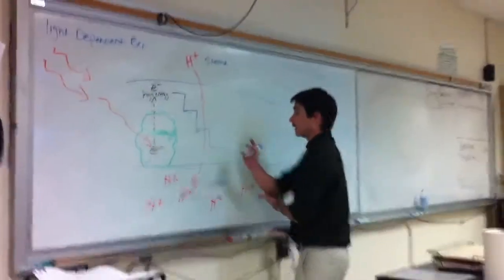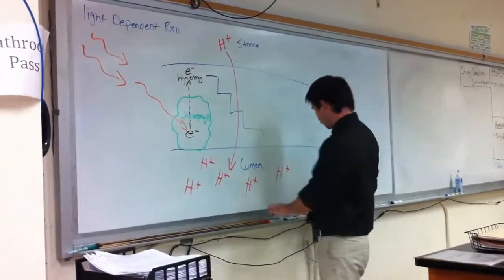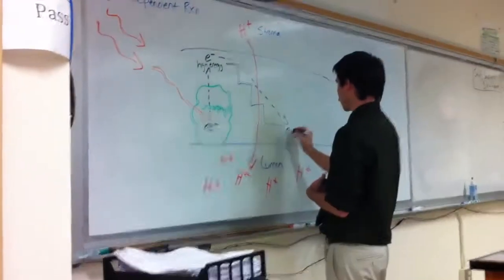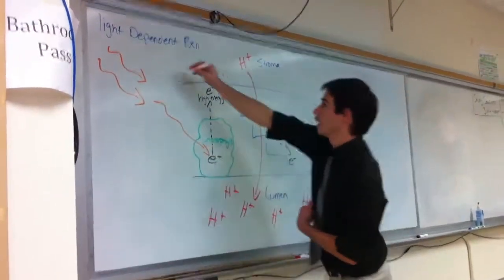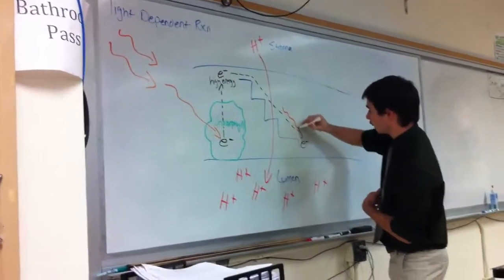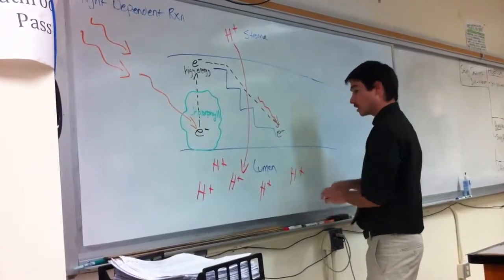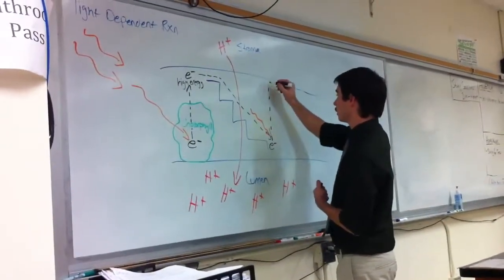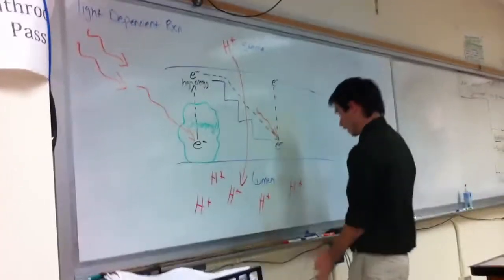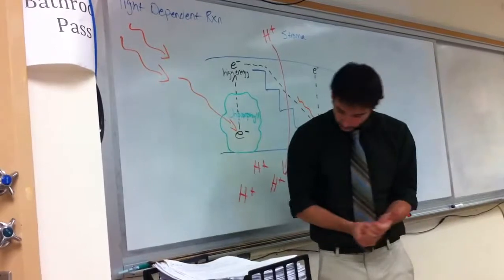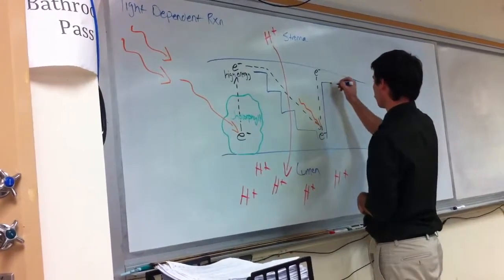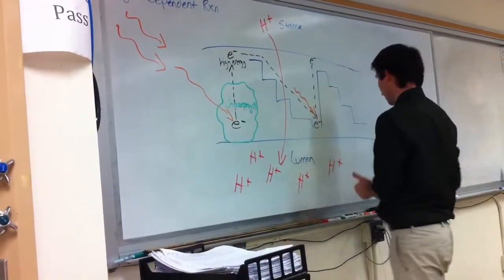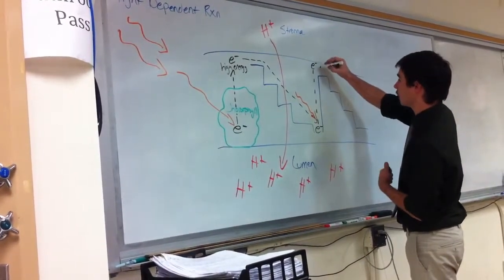Now, this electron has moved down. Another photon strikes it. You'll know the color coordinating. Another photon strikes it and it goes up in energy again. So we have e minus, and it goes up. It goes down another electron transport chain. Well, it's the same electron transport chain.